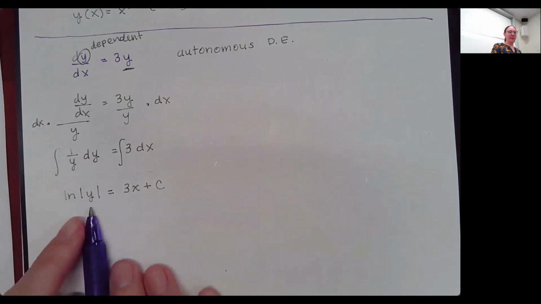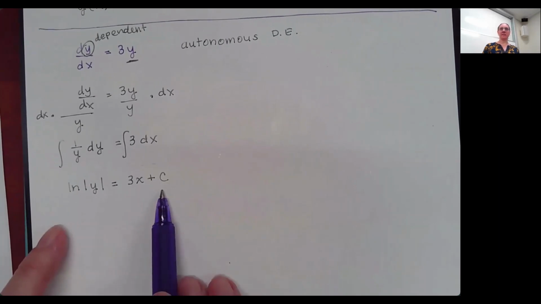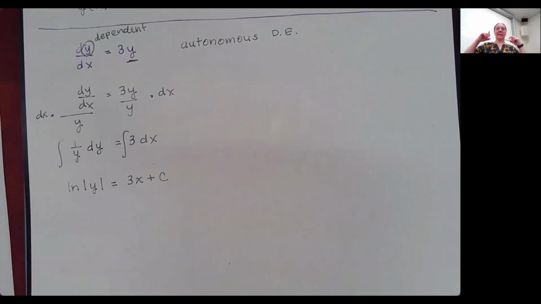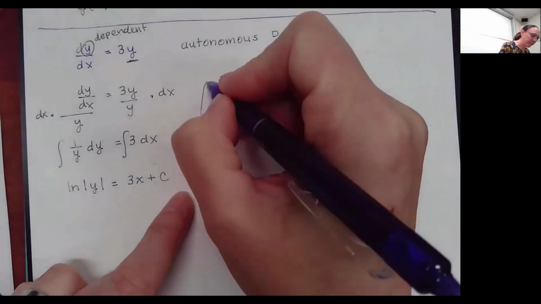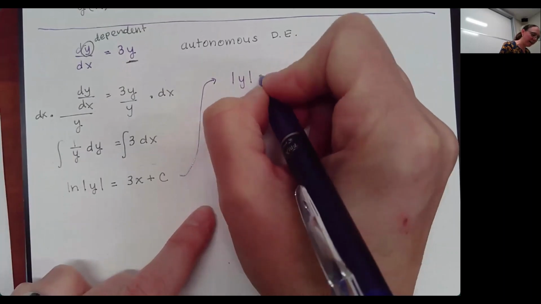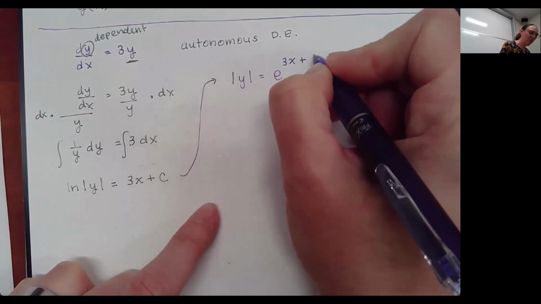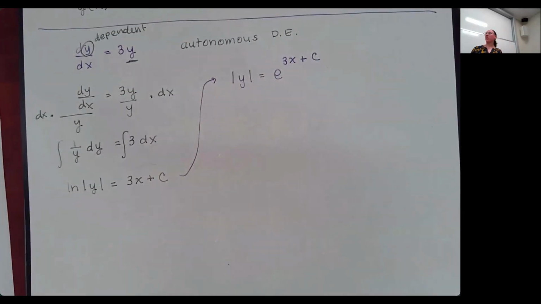So if I wanted to get the y by itself, I know that I'm going to have to switch this from a log equation to an exponential equation. So I'm going to have to make it like e to the stuff. Well, if I do that, then I would have the absolute value of y is equal to e to the 3x plus this constant. Now, the absolute value part means that what's inside could be positive or negative. So how do we handle that?